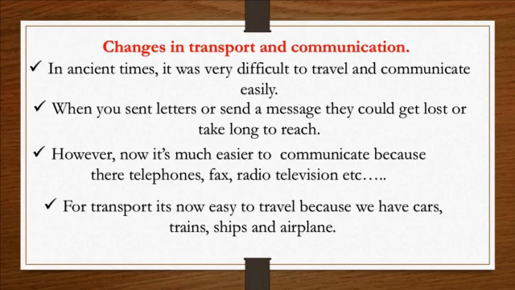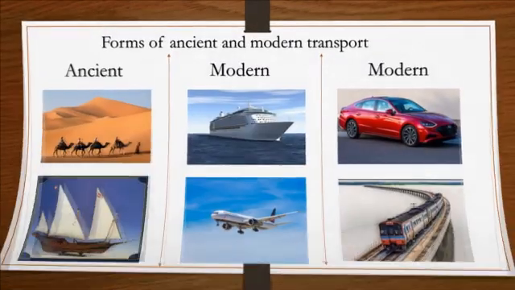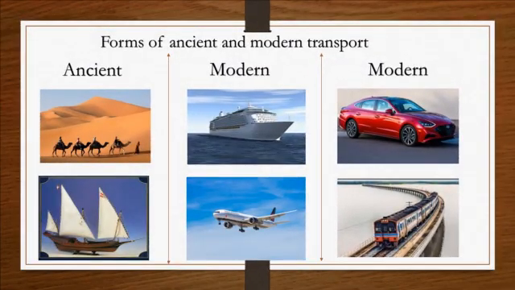On the side of transport, things have also changed. You can move from one place to another because transport is now easier. We have cars, trains, ships, and airplanes. Not like before, where we were only relying on camels and others. Let's try to compare this slide. On the left hand side, it's a caravan of animals, a caravan of camels.